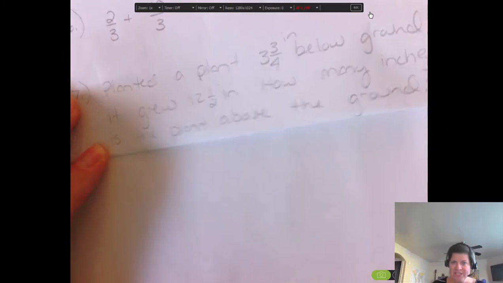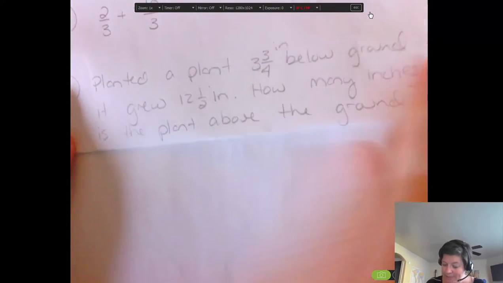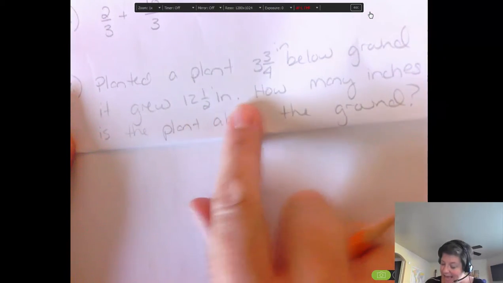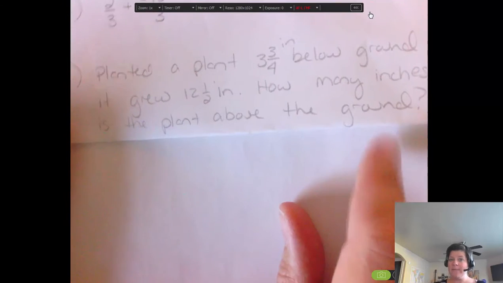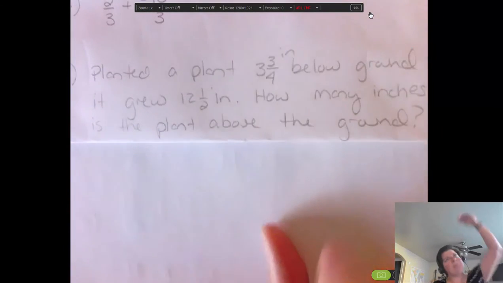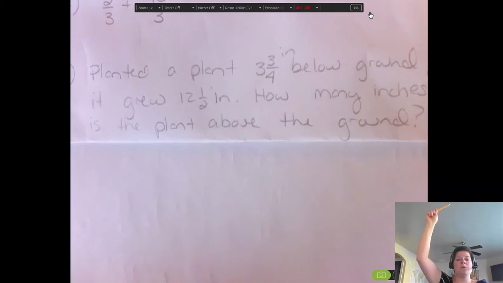Okay, let's say I planted a plant and I pushed it down into the ground 3 3/4 inches below ground. It grew 12.5 inches. How many inches is the plant above the ground? Okay, so let's think about this word problem. I pushed it way down in there, right? 3 3/4, and then the thing grew 12.5 inches. So, how much is outside of the ground?